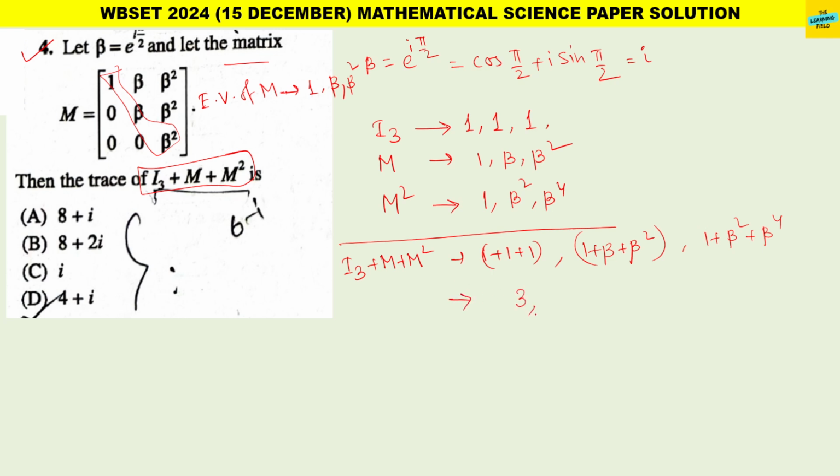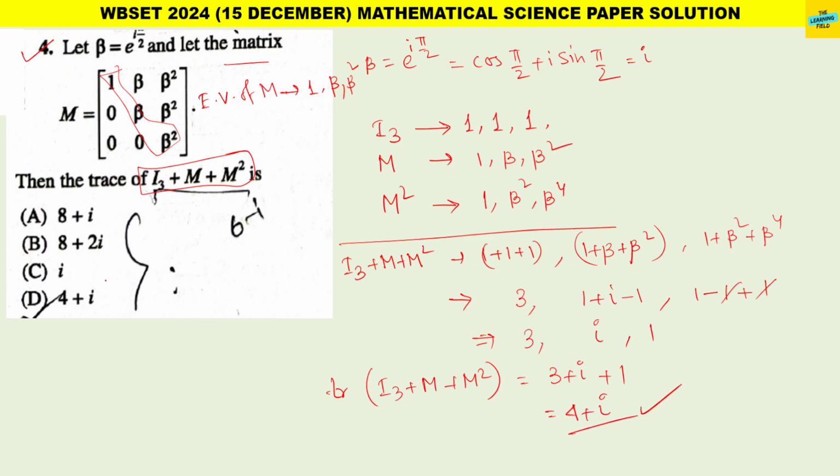That means 3; 1 plus iota square means 1 minus 1, that is 0... and iota to the power 4 means 1. So this implies 3, iota and 1 in the resulting values. That means the trace of this I3 plus M square is equal to 3 plus iota plus 1, that is equal to 4 plus iota. This is the correct answer, option D. Fine. Next question.